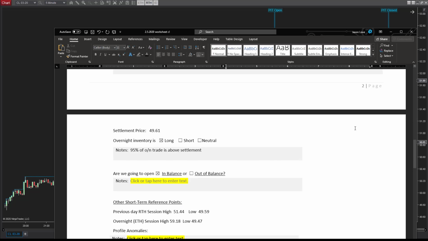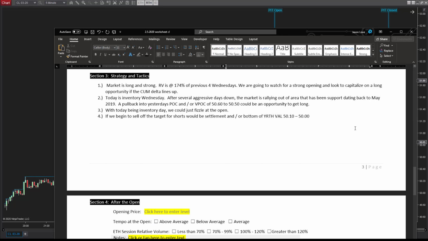Once we got into our narratives, we said that there were really going to be 4 ideas that we were going to be looking at. The first idea today, we said the market was long and strong. The relative volume was at 174% of the previous 4 win-days, so good strong volume and participation as the market was getting into it today. We said that we were going to watch for a strong opening and look to capitalize on a long opportunity if the cumulative delta began to line up.